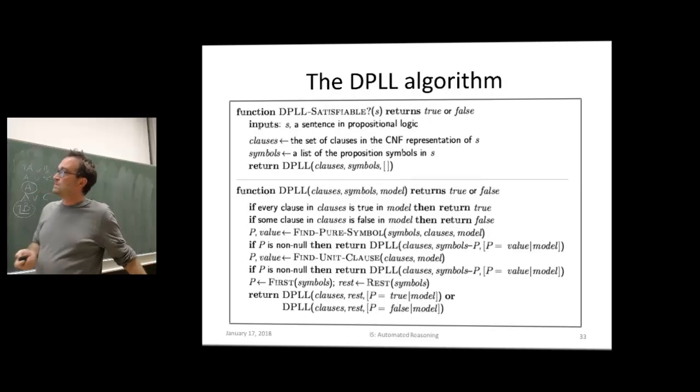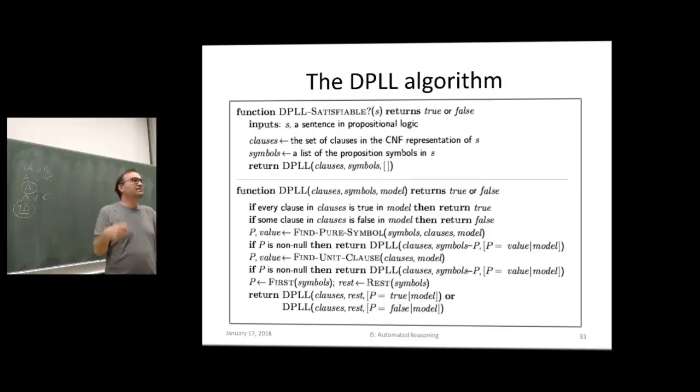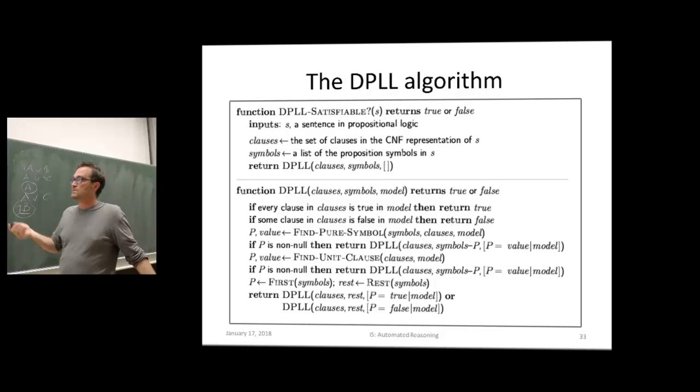So this I've already explained. If you look later, this is the full implementation of the algorithm in pseudocode as it is in the book, AI: A Modern Approach by Russell and Norvig.